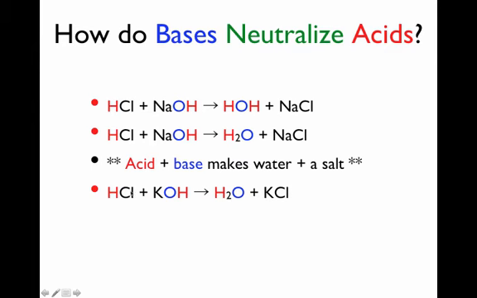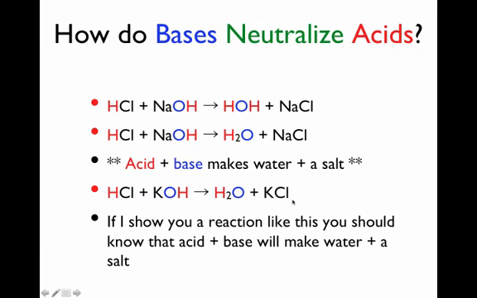But then the same thing happens again. The OH from the KOH, this OH here, will attach itself to the H+ ion and make water. So here's just a different example of an acid and a base neutralizing each other, and they neutralize each other to make water and some type of chemical salt.